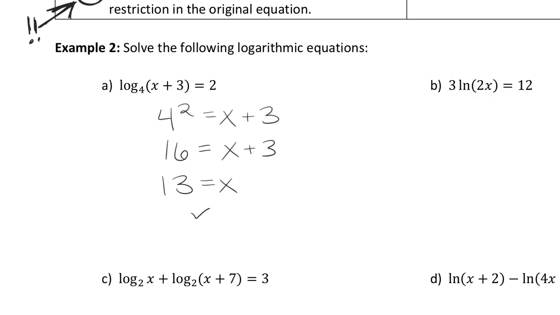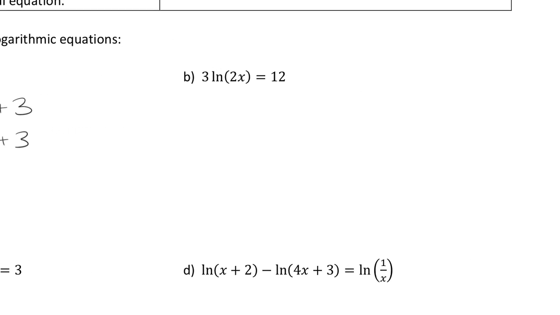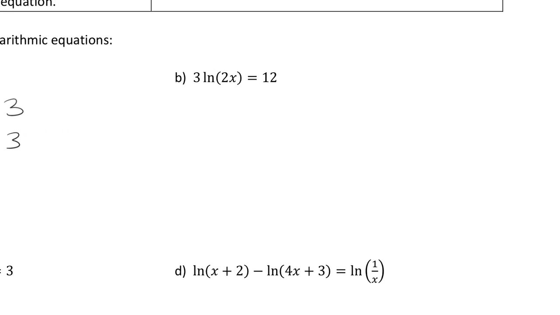Sound okay? Let's try another one. This time, are there logarithms on one side or both sides? One side. Is it isolated? No, there is a 3 in front of that natural log. How do I get that 3 in front of the natural log to go away?